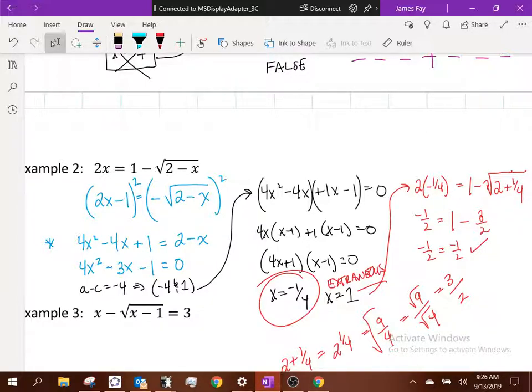All right, let's skip number 3. Let's get down here to example 4. What's different about this question? Got 2 radicals. 2 radicals, okay? The idea here is when you have multiple radicals, you are going to go through the process that we just went through multiple times, okay?